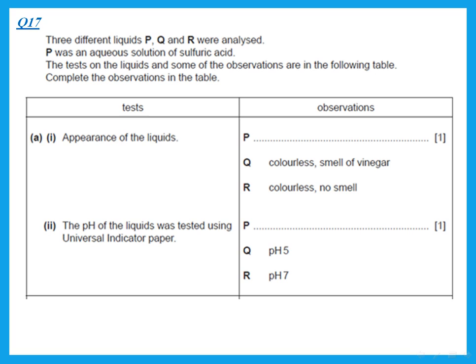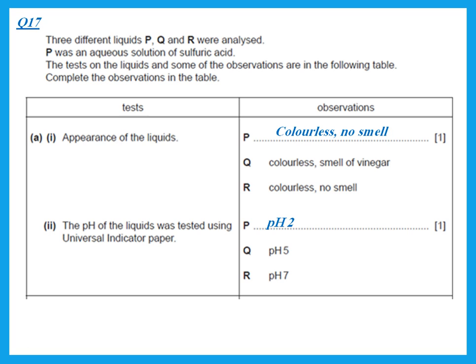Now P is sulfuric acid. So what would be its appearance? Remember, any acid is a colorless solution. It has no smell. So you follow his example. What would be the pH of P? Remember, sulfuric acid is a strong acid. So pH 1 or 2 or 3.